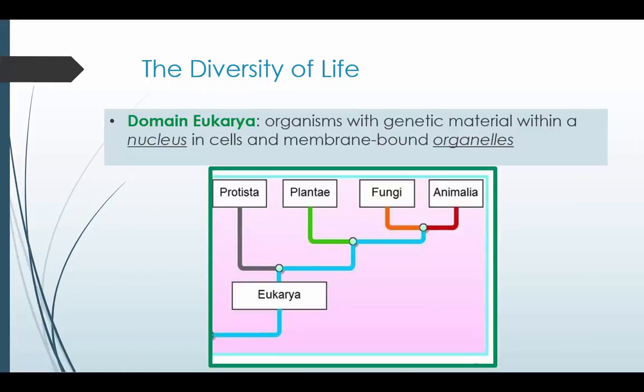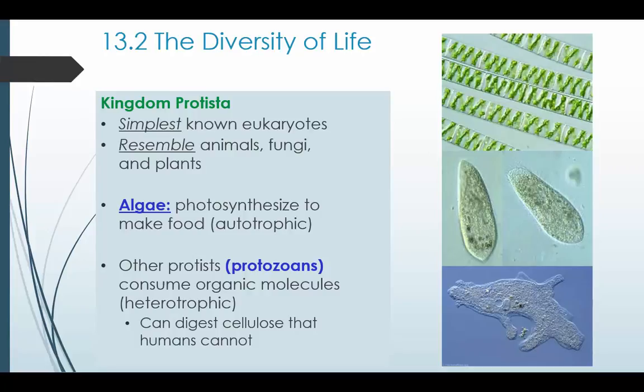Now, we want to focus the rest of our attention here on domain Eukarya. Remember, these are organisms that are eukaryotes, so they have a nucleus and membrane-bound organelles, and we already established there are 4 kingdoms found within domain Eukarya. We just want to look at a couple of characteristics about each of these kingdoms.